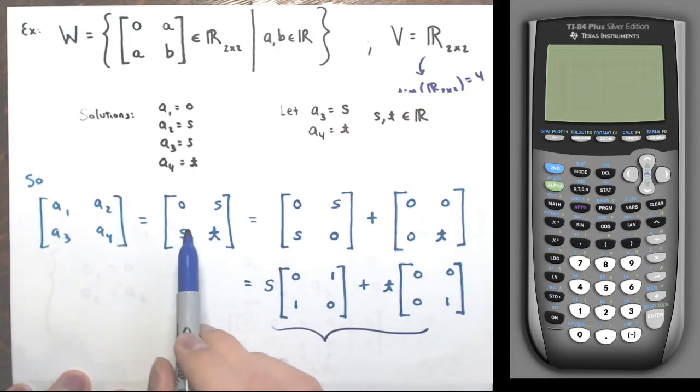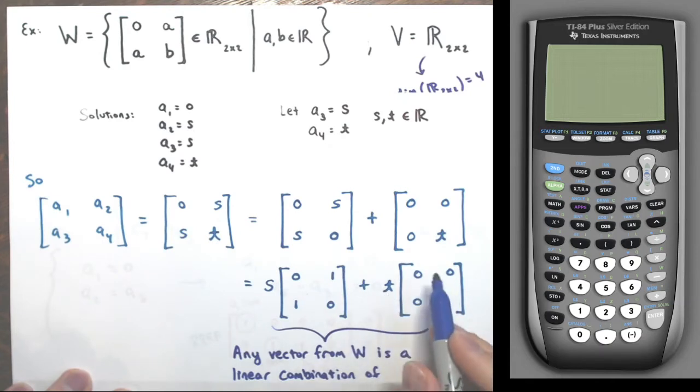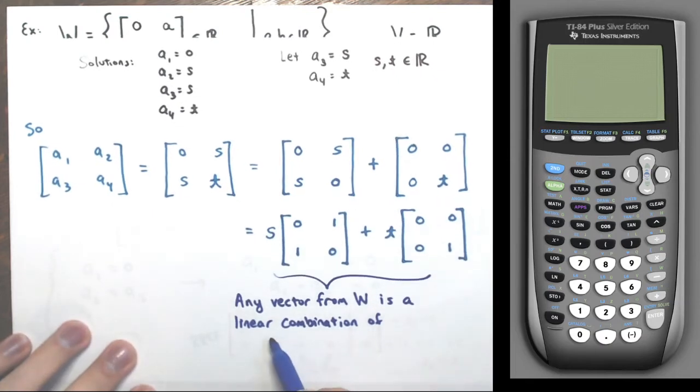is that any vector from W, right, any vector, any matrix from W is a linear combination of these two vectors, right? It's a scalar times this 0, 1, 1, 0 vector plus a scalar times this 0, 0, 0, 1 vector, these two vectors. So this 0, 1, 1, 0 and 0, 0, 0, 1.